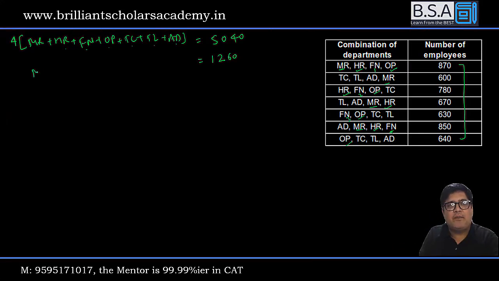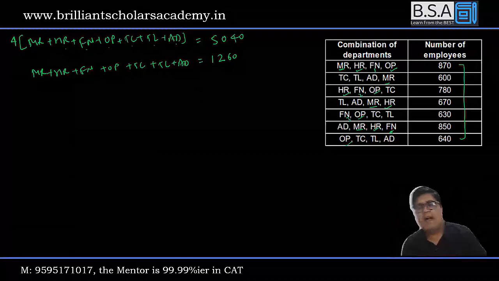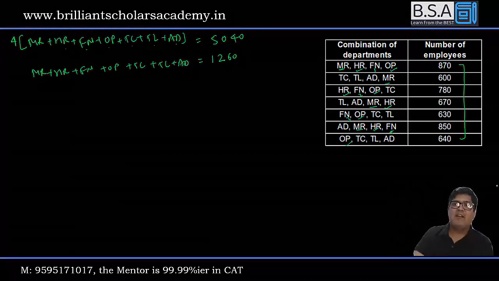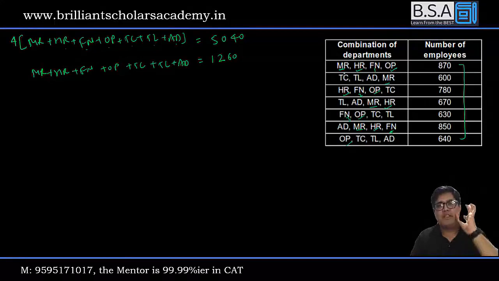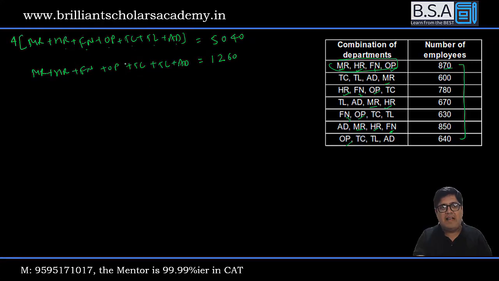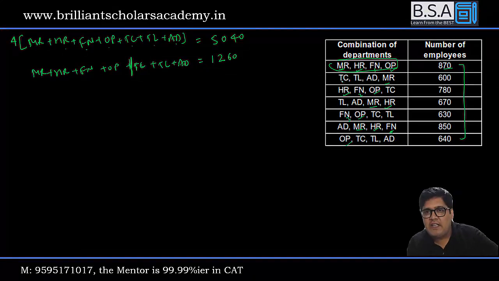You have addition of MR, HR, FN, OP, TC, TL, AD. Now from here also, I can show you multiple ways to reach an answer. First, I need to find out the exact number of employees in MR, HR, FN individually. I have to find out number of employees in each department. Now again, I can think in this manner. See, if I subtract the first 4, I will have the value of last 3, TC, TL, AD. When I subtract the 3 numbers from this, I will have the value for MR. I can think like this.